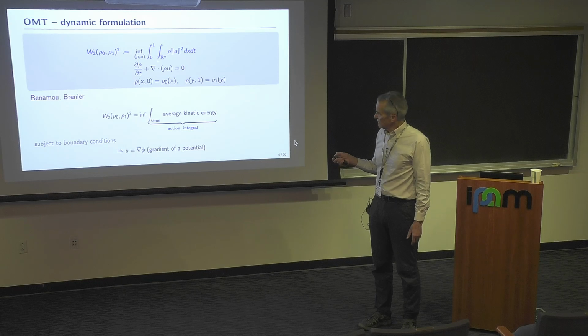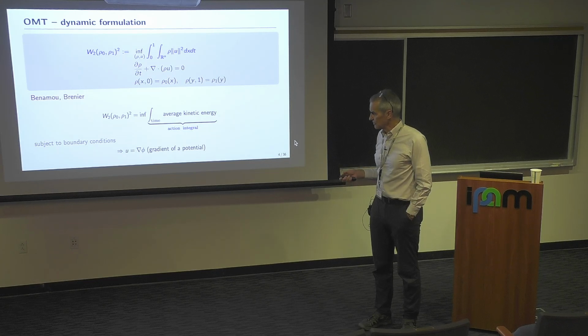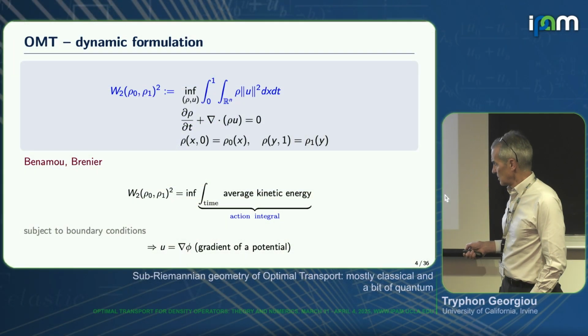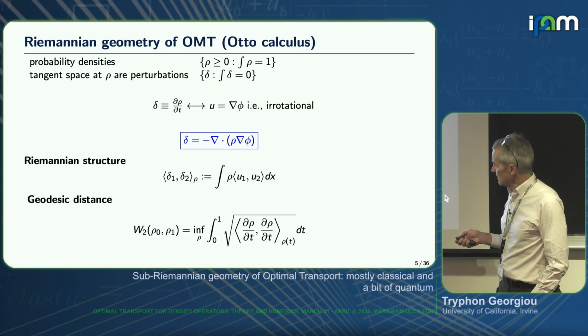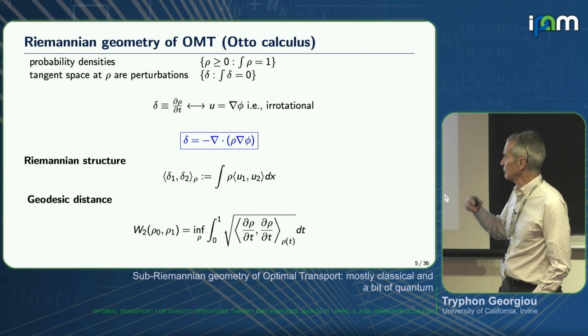So the important conclusion out of these investigations was that the optimal transportation vector field is the gradient of a potential. It's in some ways the most economical because it's irrotational. You don't have curl.